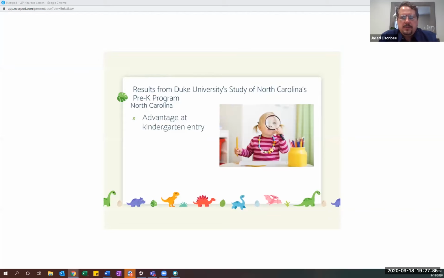So Duke University, and there's a really interesting study in the journal Child Development documenting this. They found, similarly to Tennessee, the children showed an advantage at kindergarten entry. You know, they scored higher on the pre-K assessment. Go ahead.